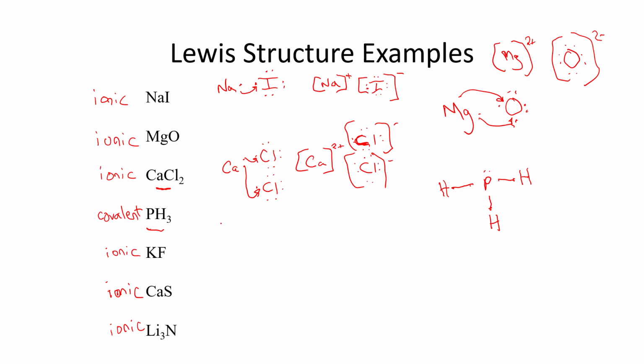KF, so we have potassium, which has 1 valence electron. We have fluorine that has 7 valence electrons. This one is actually going to leave and form a bond with that one, or form a pair, sorry. So we have potassium in brackets, 1 plus, and we have fluorine in brackets with a full outer 8. And because it gained an electron, it gained a negative charge. This is 1 minus, or simply just minus, like what was depicted above here.